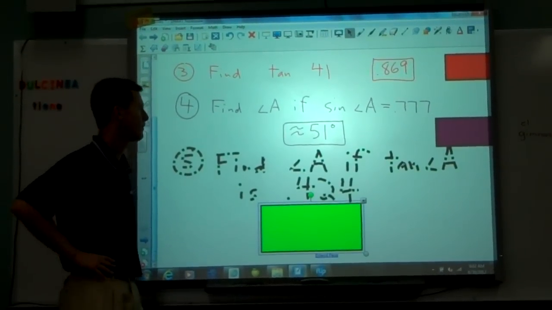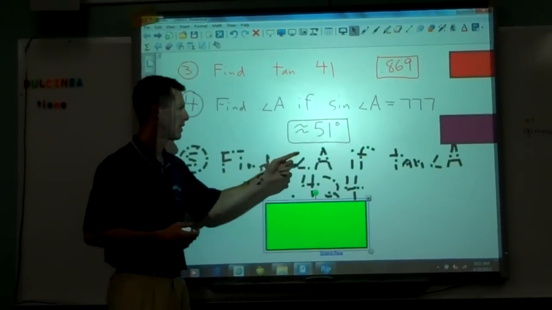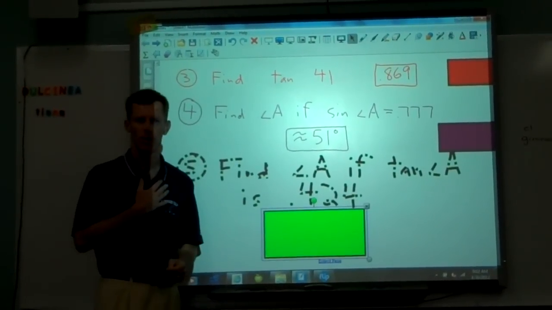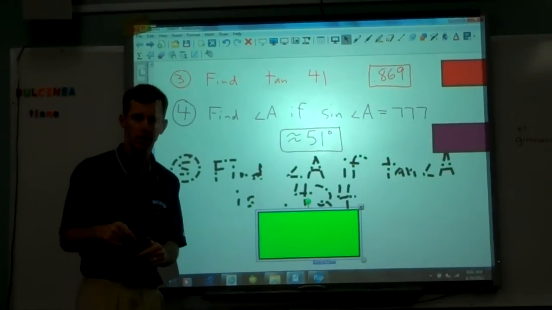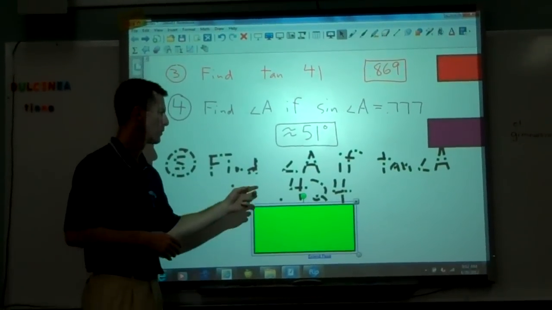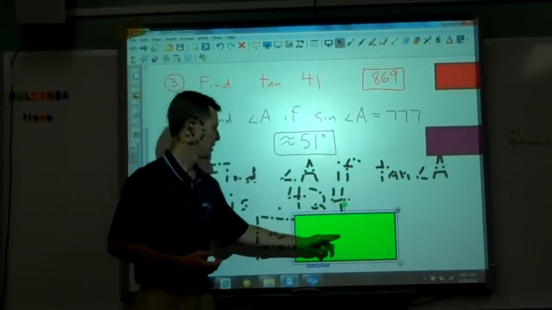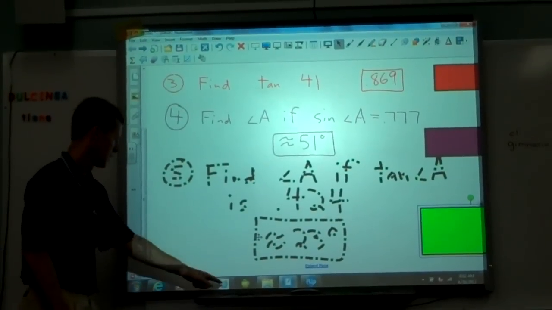Why don't you try this one? Find angle A if the tangent of angle A is 0.424. Again, you can go to your chart, look under the tangent column on page 567, look for what's closest to 0.424, and you would get approximately 23 degrees.